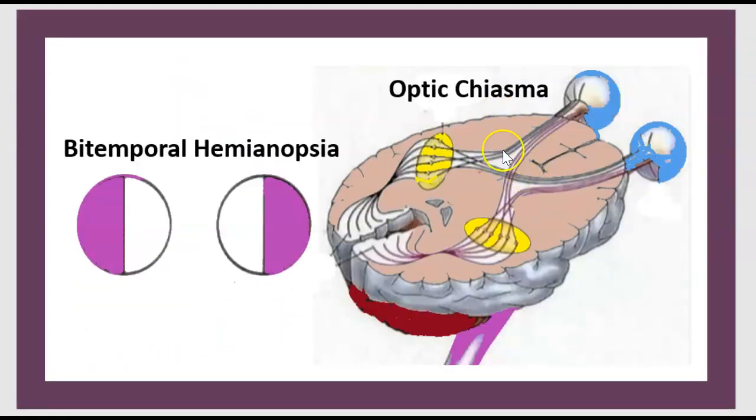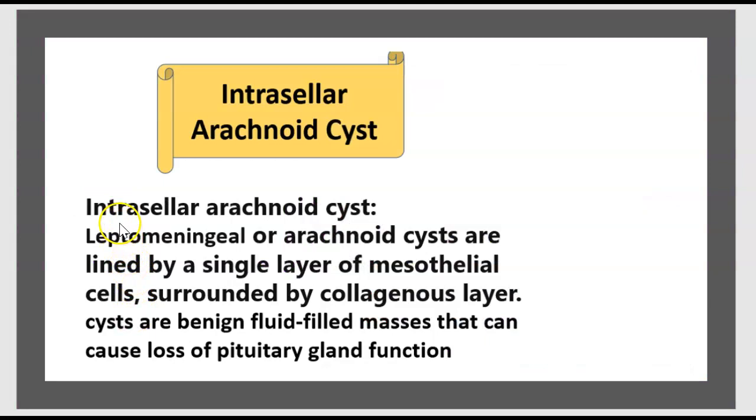Here is optic chiasma, and remember about bitemporal hemianopsia. Remember, intrasellar arachnoid cysts, leptomeningeal or arachnoid cysts, are lined by a single layer of mesothelial cells surrounded by collagenous layer. Cysts are benign fluid-filled masses that can cause loss of pituitary gland function.